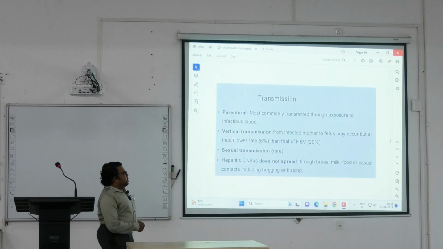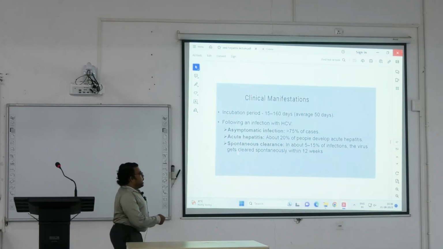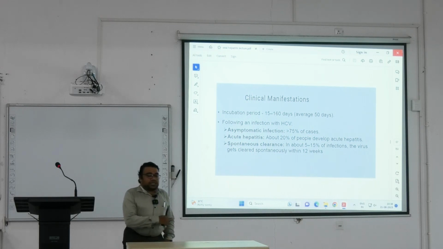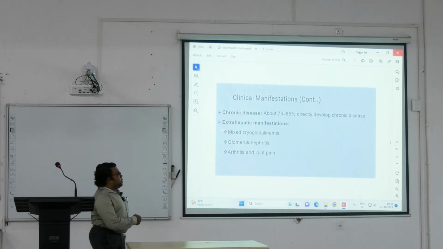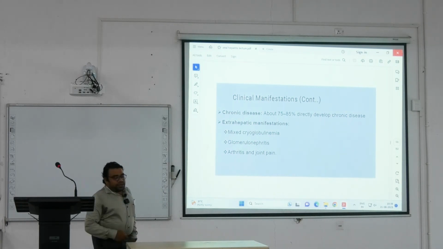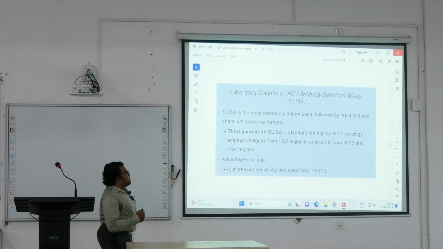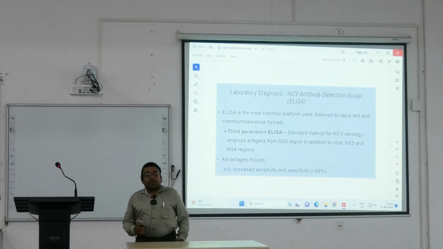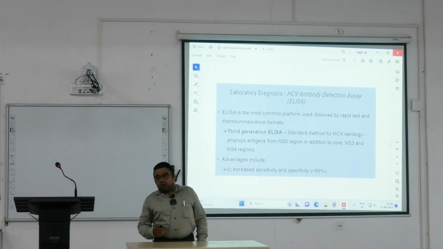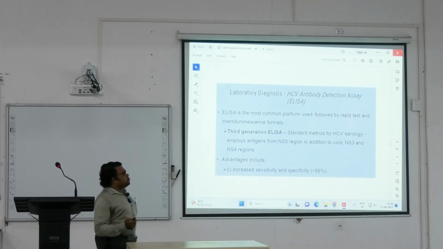Transmission is by parenteral, vertical or sexual route. Most of the infections will be asymptomatic like hepatitis B. Others will develop acute hepatitis. Some people may spontaneously clear. However, an important part that you should remember is that many patients develop chronic disease, including extrahepatic manifestations like mixed cryoglobulinemia, glomerulonephritis, arthritis, and some patients may even develop hepatocellular carcinoma. The incidence of hepatocellular carcinoma and development of cirrhosis of the liver are more common in hepatitis C virus infection as compared to hepatitis B virus infection.